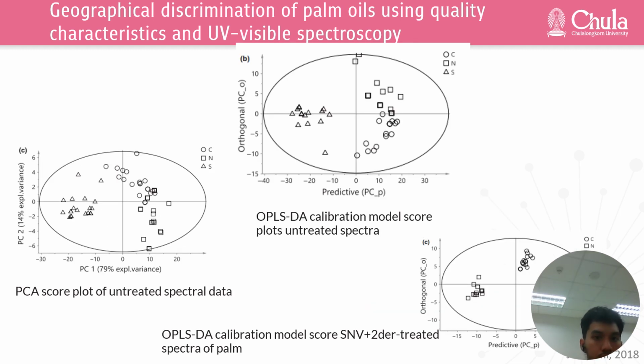That also happened in the UV-Vis result. Whether it is untreated, you can see here the untreated spectral data for the PCA score is quite a bit messy, but we can see some clusters, and they continued to the OPLS-DA, and even the untreated spectra shows a visibly good cluster. Moreover, when they treated the spectra data using SNV, the result shows much better clusters.